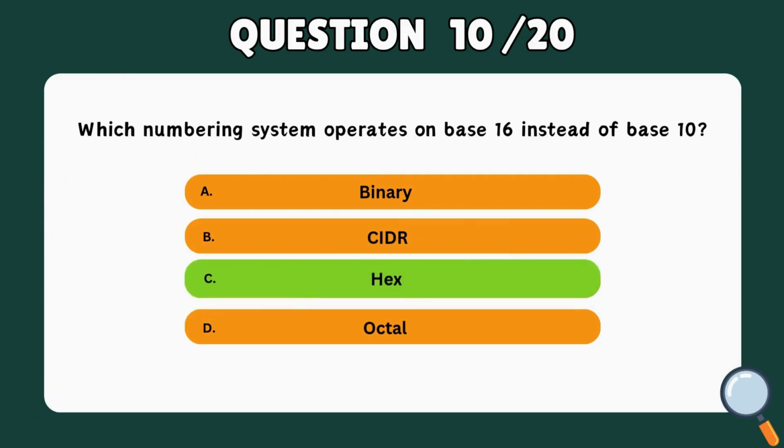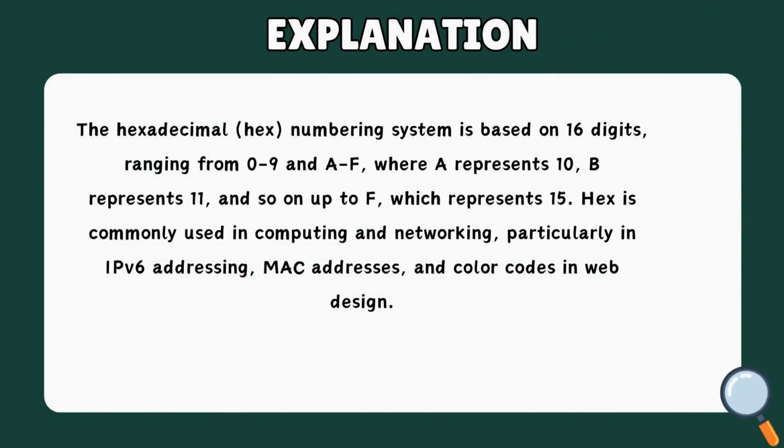Correct answer: C. Hex. The hexadecimal, hex, numbering system is based on 16 digits, ranging from 0 to 9 and A-F, where A represents 10, B represents 11, and so on up to F, which represents 15. Hex is commonly used in computing and networking, particularly in IPv6 addressing, MAC addresses, and color codes in web design.